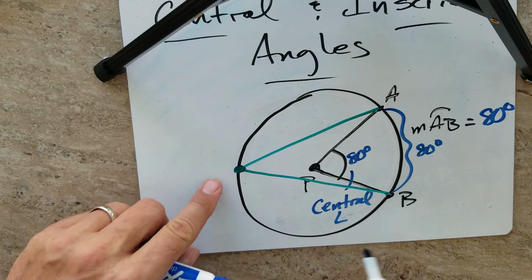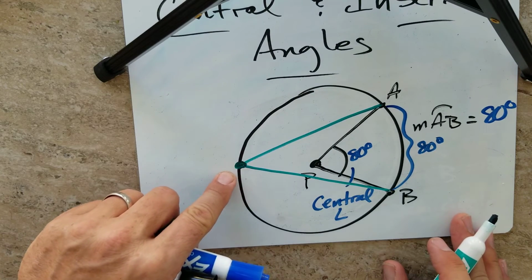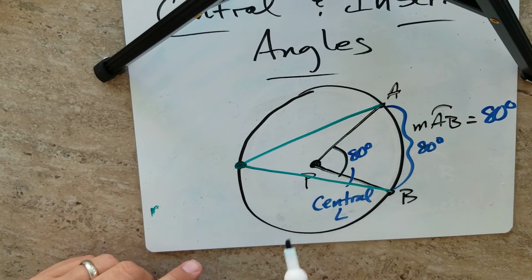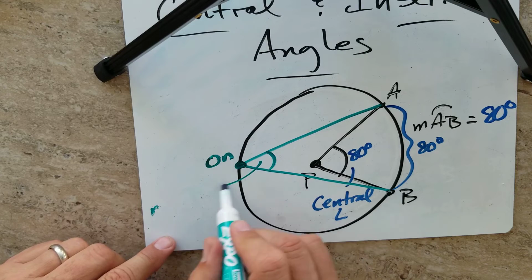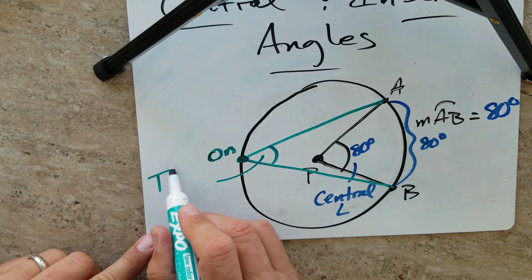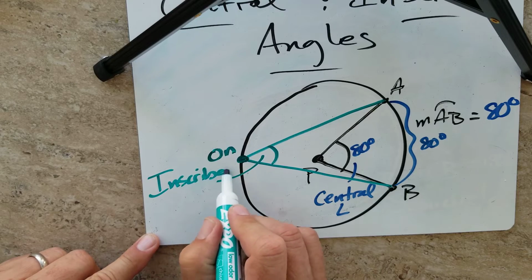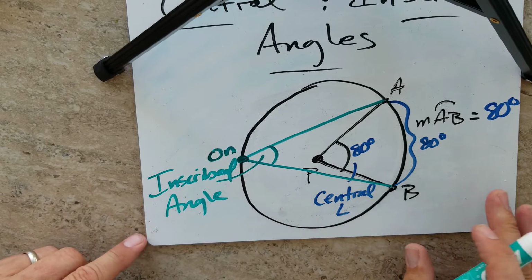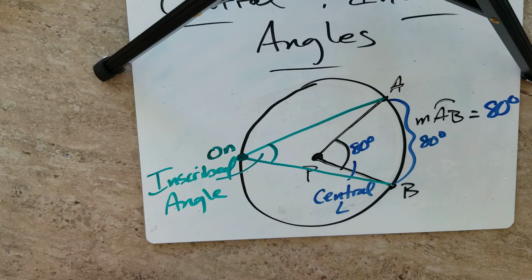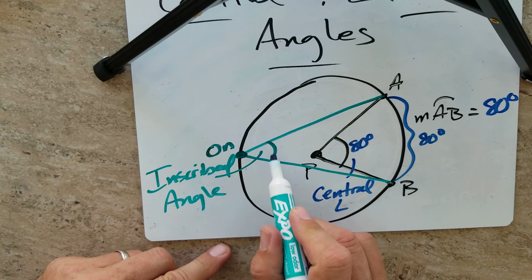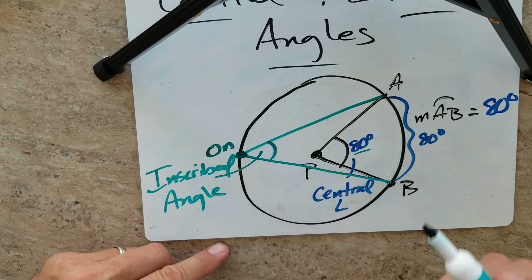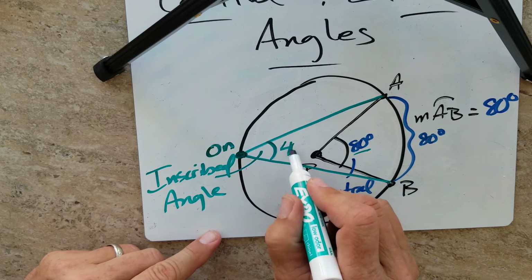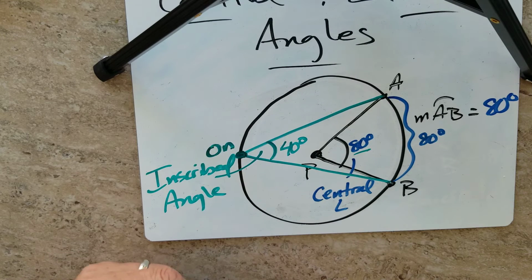Notice the vertex of this angle is not in the center. That was a central angle. But when the vertex is on the circle, then this is something called an inscribed angle. And what's interesting about this is, look at this angle right here, and then look at this angle here. If this is 80, this looks to be smaller, and in fact it is. This is 40 degrees. This is the inscribed angle theorem that you'll read and take notes on.